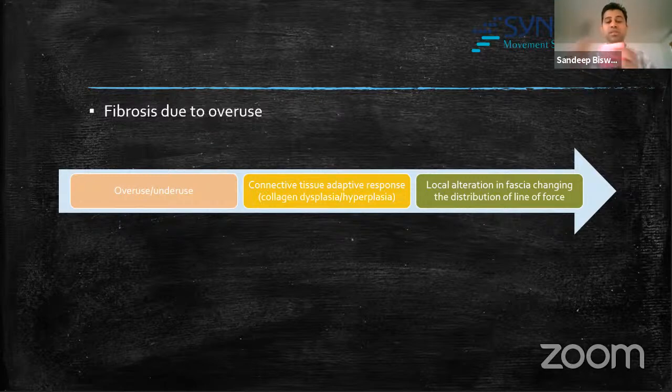So all you have to do is balance these 2 forces, okay? So release this one, which is overactive, and train this one, which is underactive, and boom, you get the patella to where it should sit. Okay. So that's fibrosis with overuse.